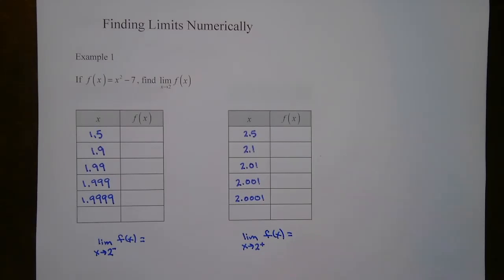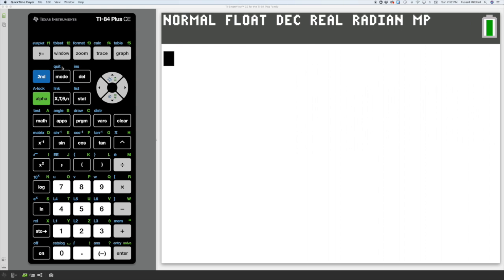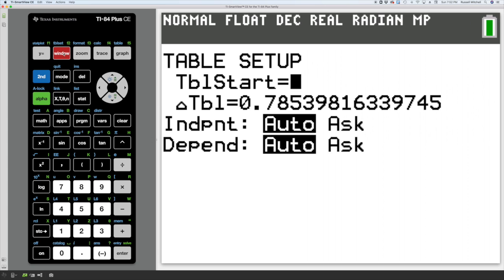Okay, so what I'm going to do next is go to my graphing calculator and show you how to enter this. And in all honesty, we did this last year, so it's something you've already done. What you want to do is get into the table features, which is the table set. To access that, we press second and then window. It doesn't matter what the table start is, and it doesn't matter what the delta table is. I'm going to go down here on the independent, and highlight ask.